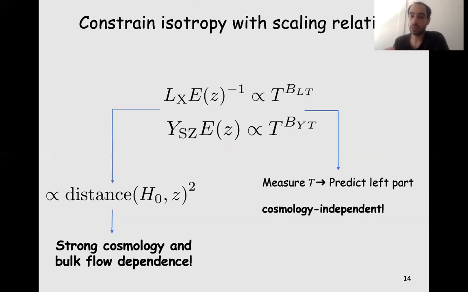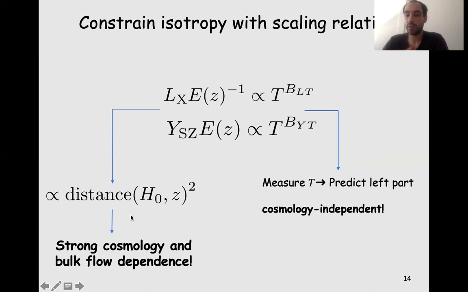We can exploit the cluster scaling relations between the cosmology independent temperature and other cosmology dependent cluster properties such as the X-ray luminosity or YZ. Doing so, we have the right part of the equation here without assuming any cosmology. The slope is also completely independent of the Hubble constant. And on the left part of the equation, we have a bunch of observables, and the only free parameter practically is the distance, which depends on H0 and the bulk flows that we assume exist.